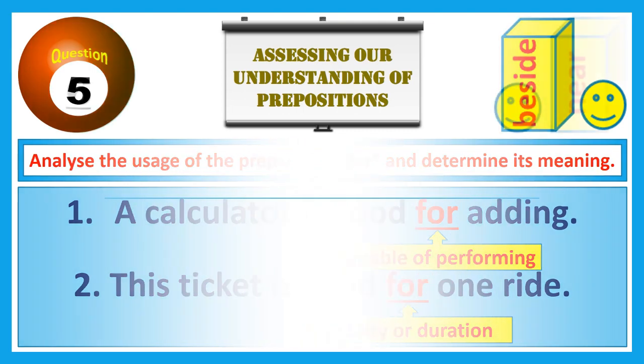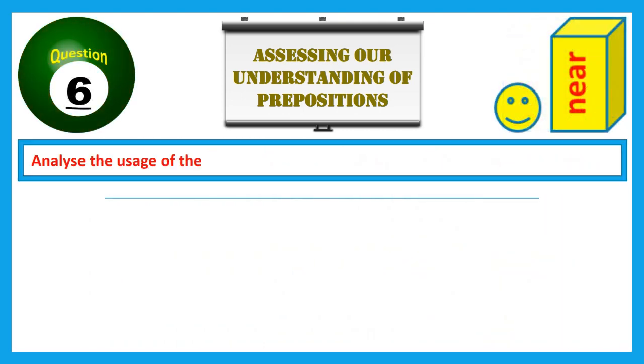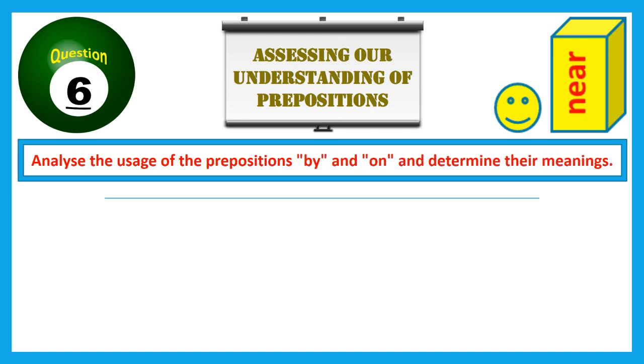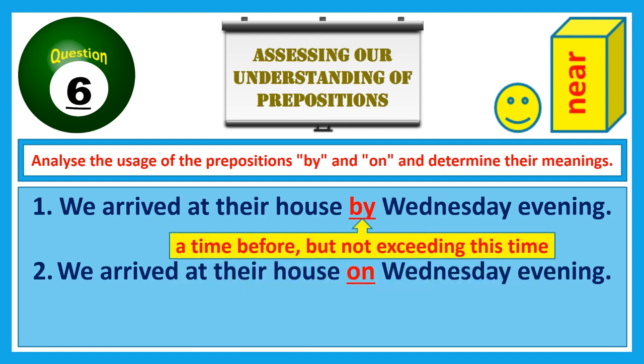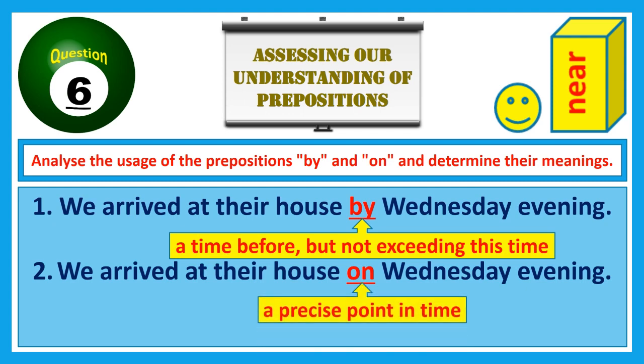Question 6. Analyze the usage of the prepositions "by" and "on" and determine their meanings. Examine the following sentences. We arrived at their house by Wednesday evening. We arrived at their house on Wednesday evening. In sentence 1, the preposition "by" conveys a time before but not exceeding this time. In sentence 2, the preposition "on" denotes a precise point in time.